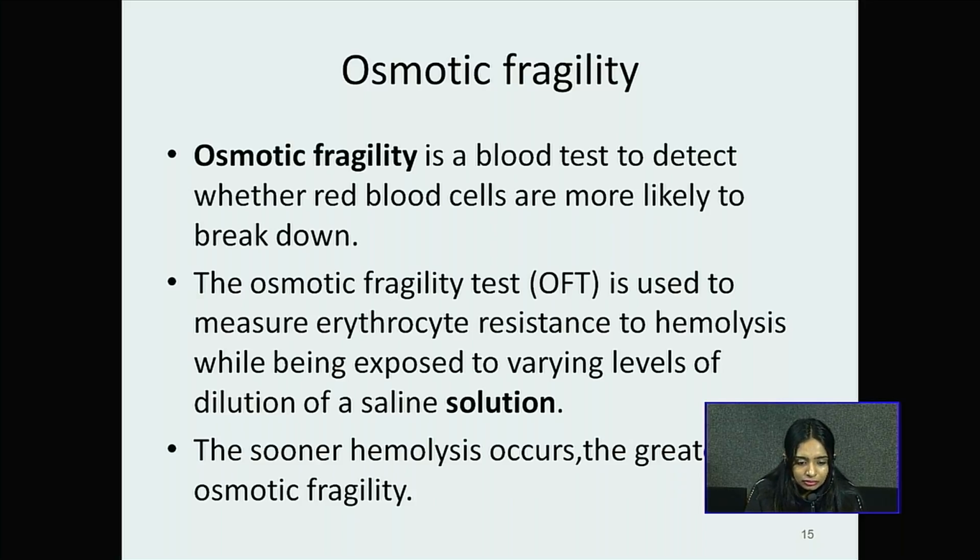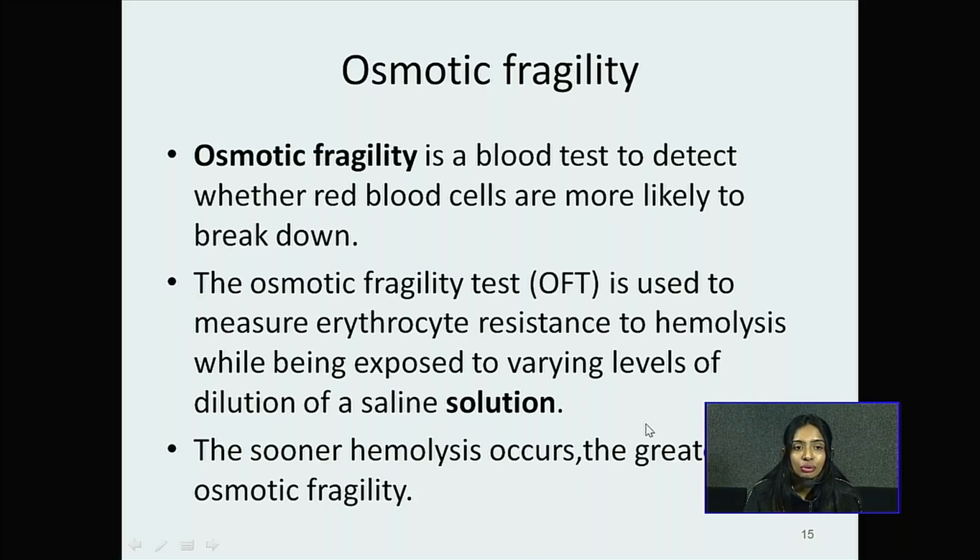So osmotic fragility is a blood test to detect whether red blood cells are more likely to break down. In normal RBCs, they don't break down easily, and they are quite strong. But when osmotic fragility increases, they can become fragile. The osmotic fragility test (OFT) is used to measure erythrocyte resistance to hemolysis while being exposed to varying levels of dilution of saline solution.